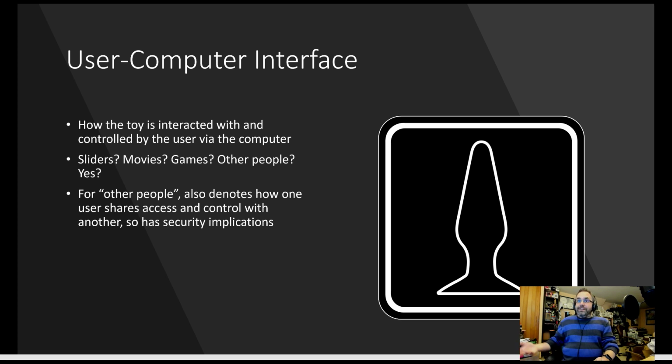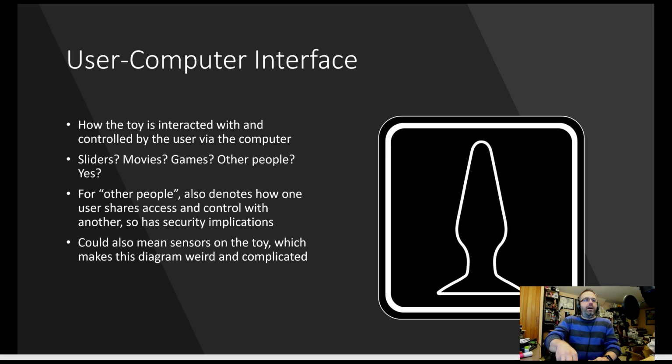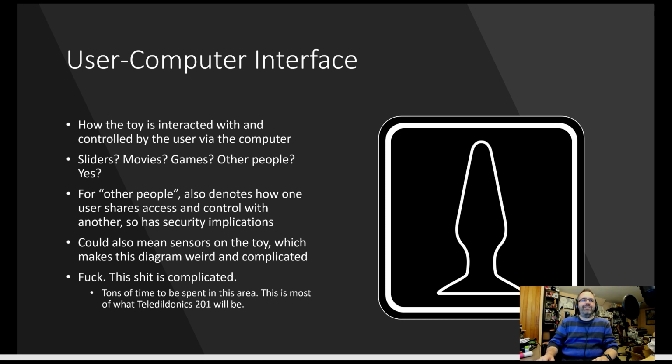And obviously there are security implications in there too, because if you were saying, well, this person can shock me, that means that the computer is capable of shocking you anyways. So if someone can go around that consent, if your application is not built in a way that is secure, then other people may be shocking you too, and that could suck. So this could mean sensors on the toy, which make this diagram weird and complicated, like I already said. This stuff is complicated. There's a lot that can possibly go on here in this type of framework.